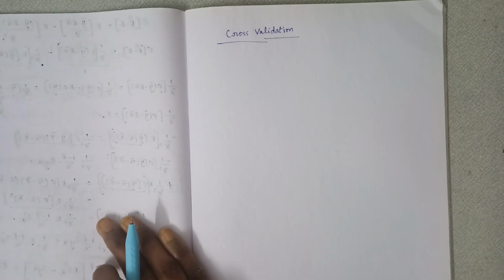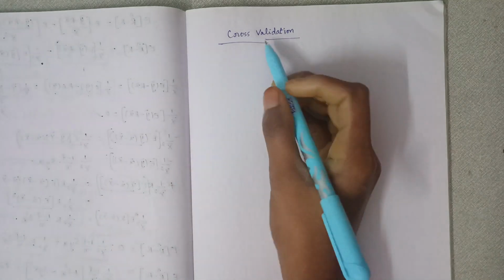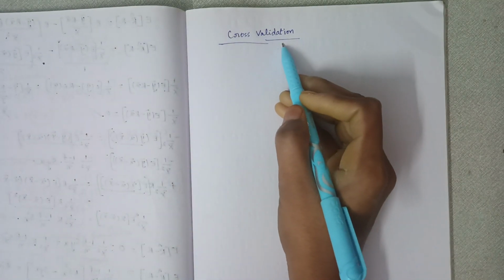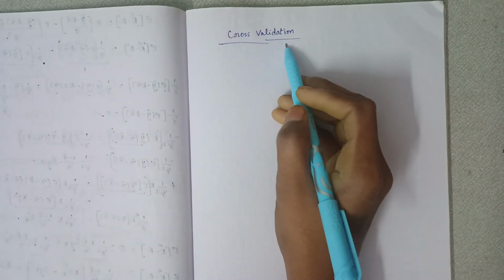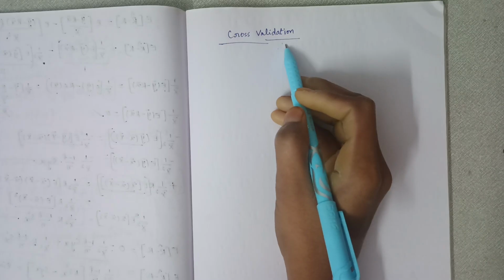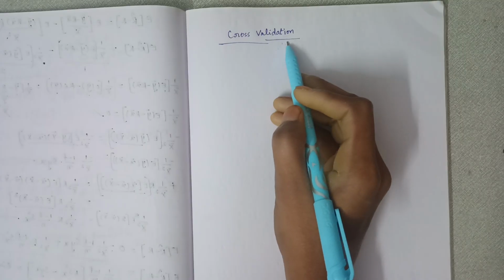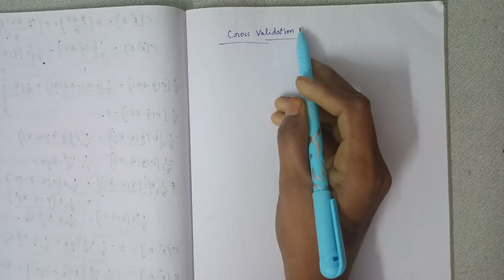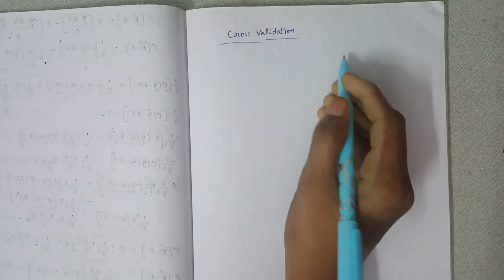So today we are going to see about the topic cross validation, which is a part of machine learning. It is very important to know about this topic, and it is a part of advanced machine learning techniques in the syllabus of MSc statistics. It is for both pure and applied statistics.